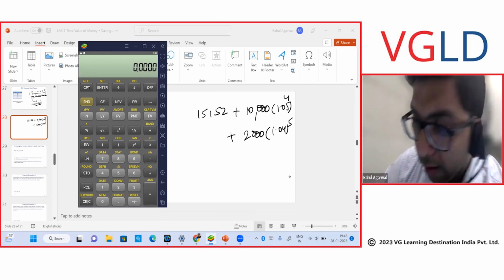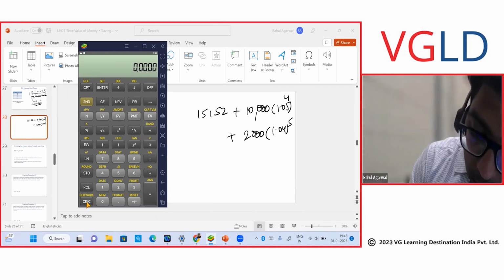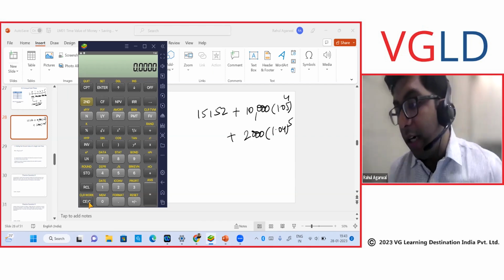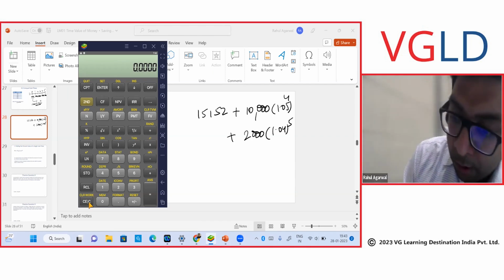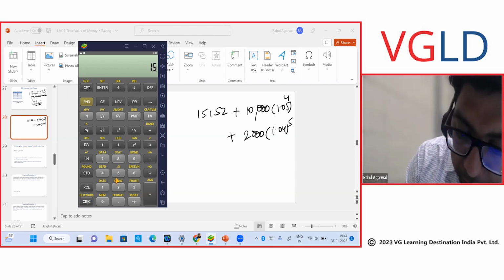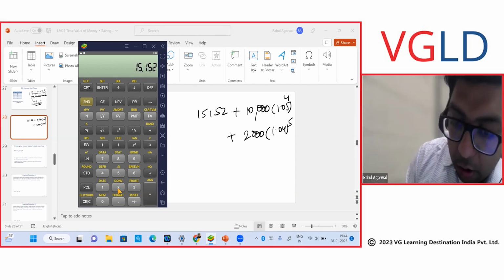The shorter or the smarter way to do is, in the calculator, there is a store function. That is, you can save the calculation. So let's do 15152. We already know this number, right? So I will press this button.